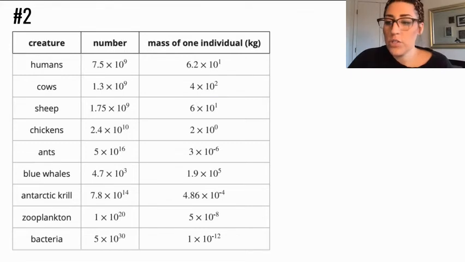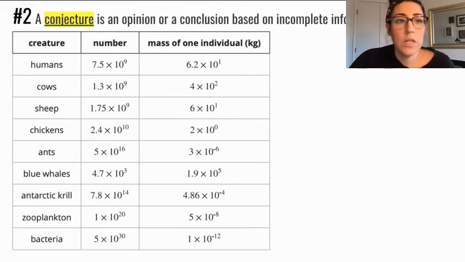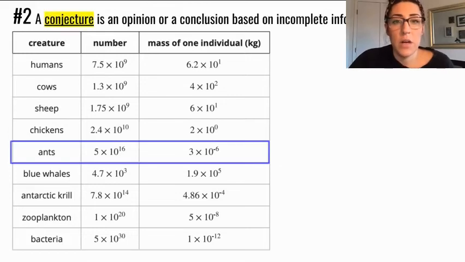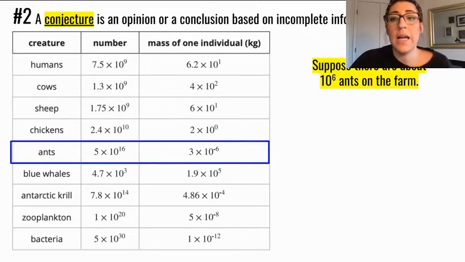In the second question, we are making a conjecture here about how many ants might be on the farm. Again, this is an opinion. If you look at the ants here, you can see that information, but we're going to just suppose that there's about 10 to the 6 ants on the farm. Again, that's my conjecture. Yours might have been different, but the process should still remain the same.